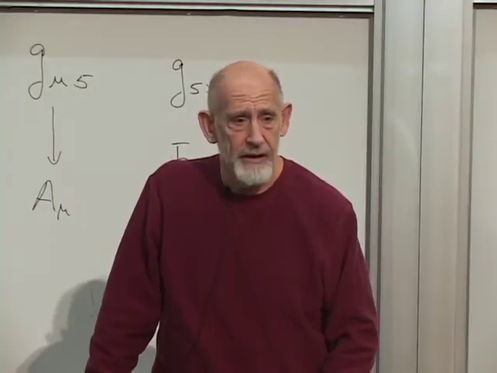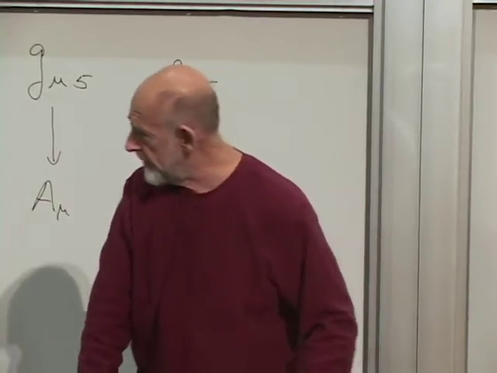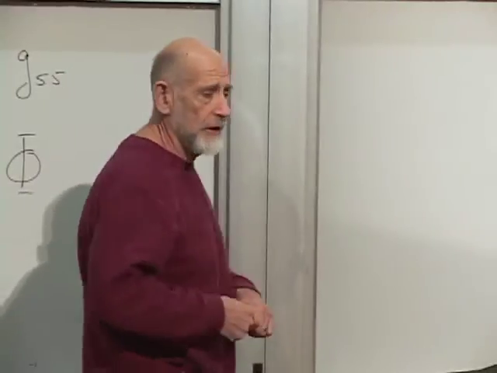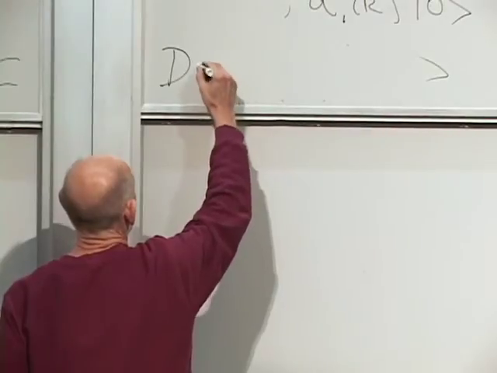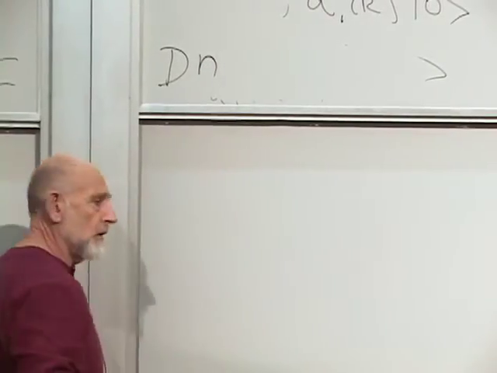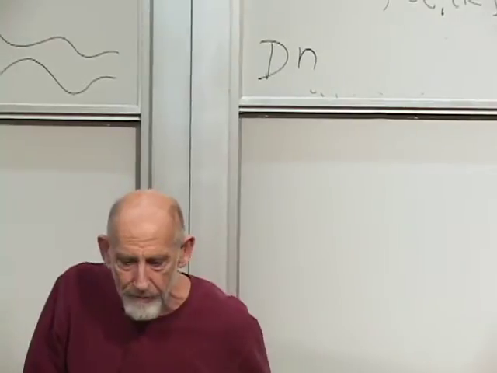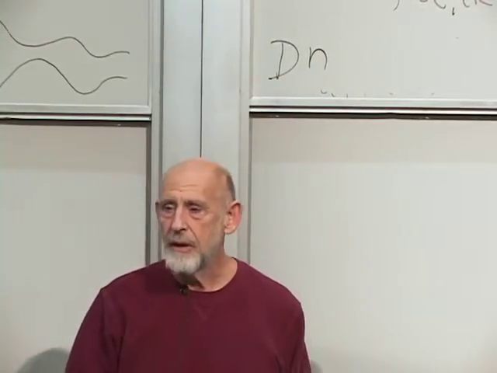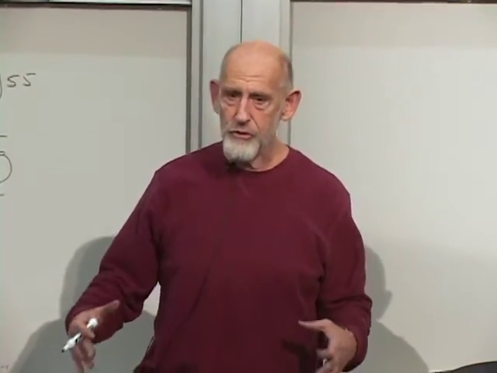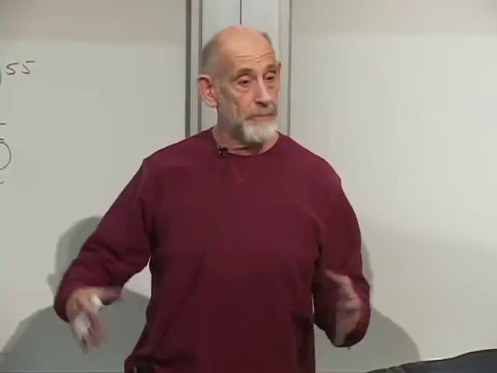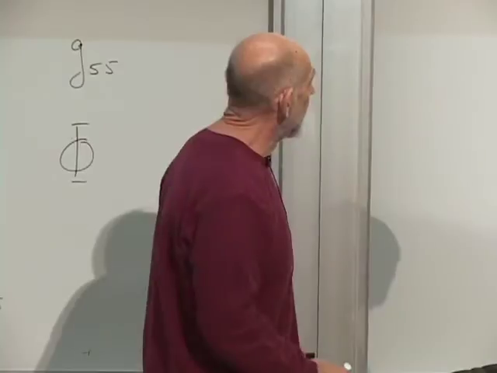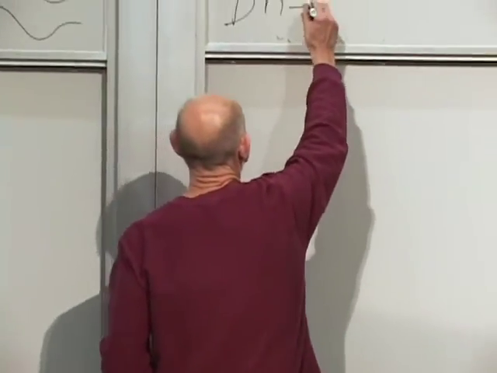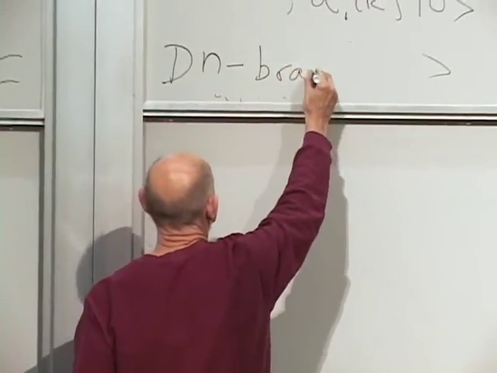And one speaks of D-n-branes. D stands for Dirichlet, not for the dimension of space. N stands for the dimensionality of the brane. A string is a one-brane. A membrane is a two-brane. A solid three-dimensional chunk, which may be embedded in higher dimensions, but solid three is a three-brane, and so forth. So there's a Dn-brane.